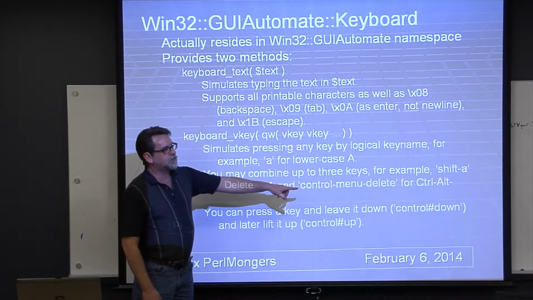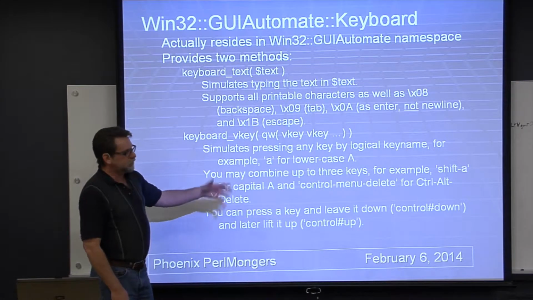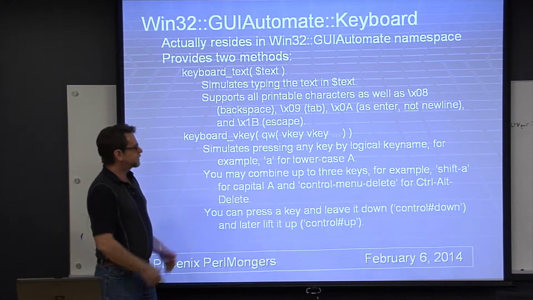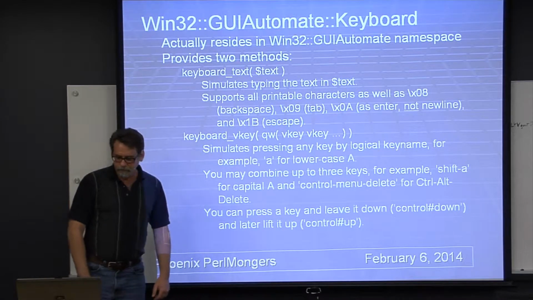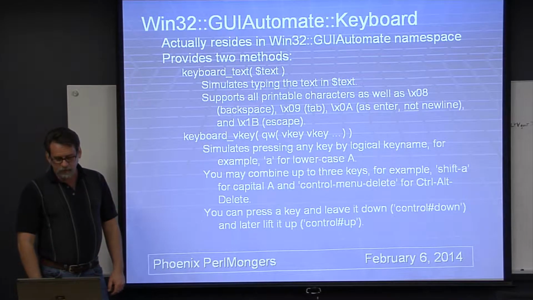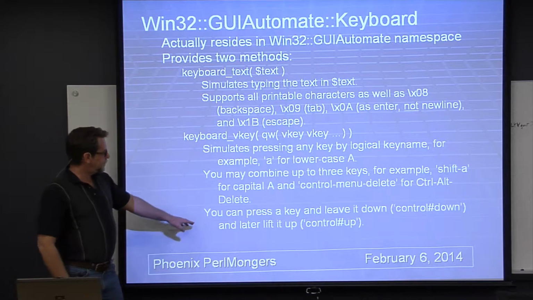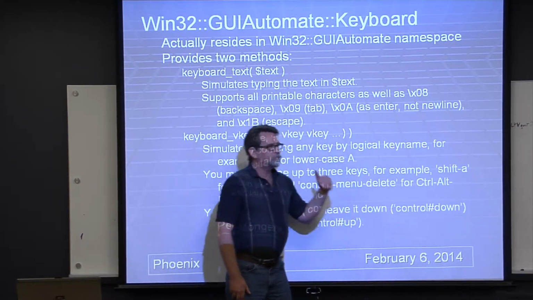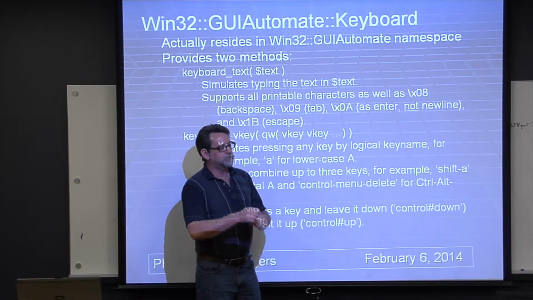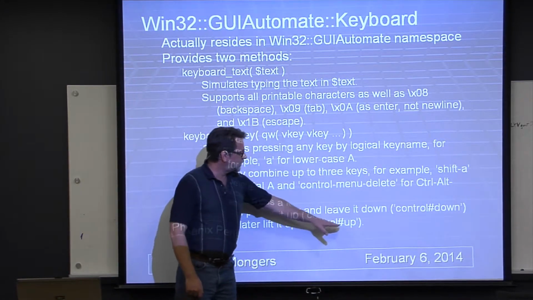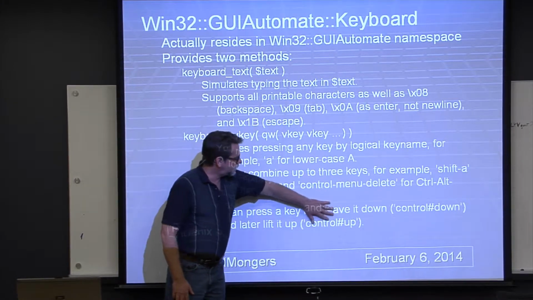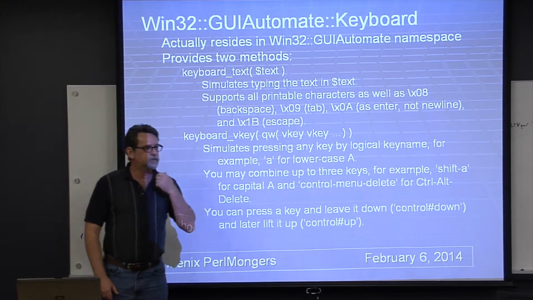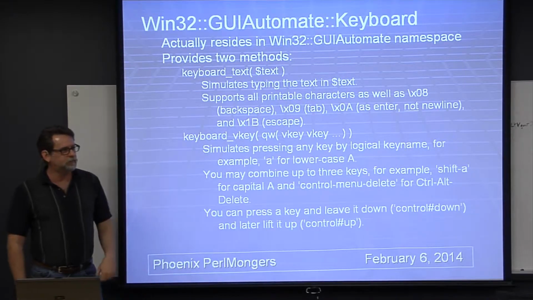Actually, it's Control Alt Delete. It presses Control, presses Alt, presses Delete, and then reverses back up the chain. And you can also press a key and leave it down. If you type, for instance, Control pound down, then it presses the Control key and leaves it down so you can do something else, and then you can bring it back up again with Control pound up. And again, you can put any virtual key here. The pound down, pound up is a suffix that tells it to leave it down or leave it up, or pull it back up again.